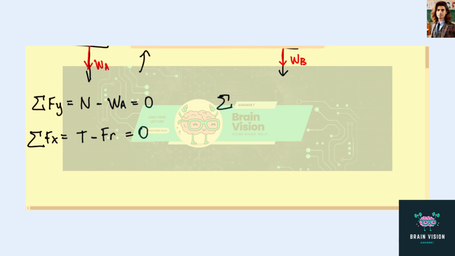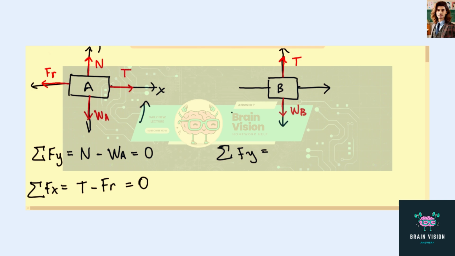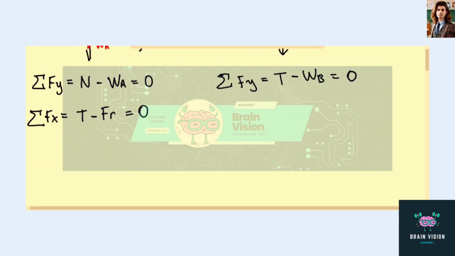For block B, it is only moving in the y component, so we just sum the forces in that component. That will be the tension minus the weight. And because it is also moving with a constant speed, it has 0 acceleration. From the first equation, we obtain that the friction is equal to the tension.